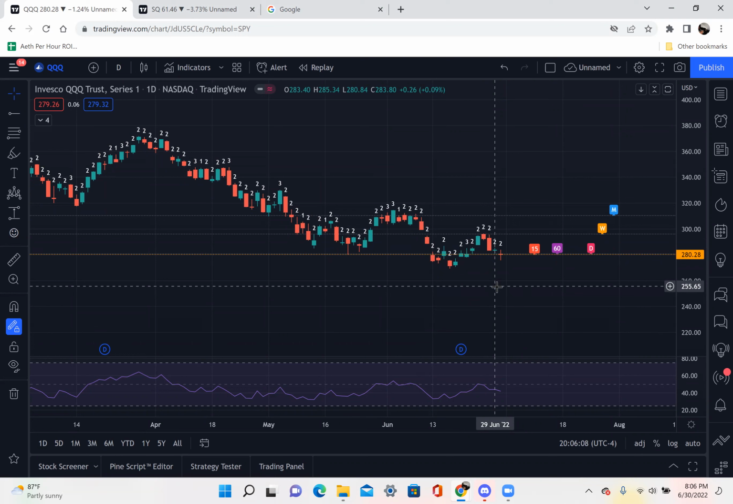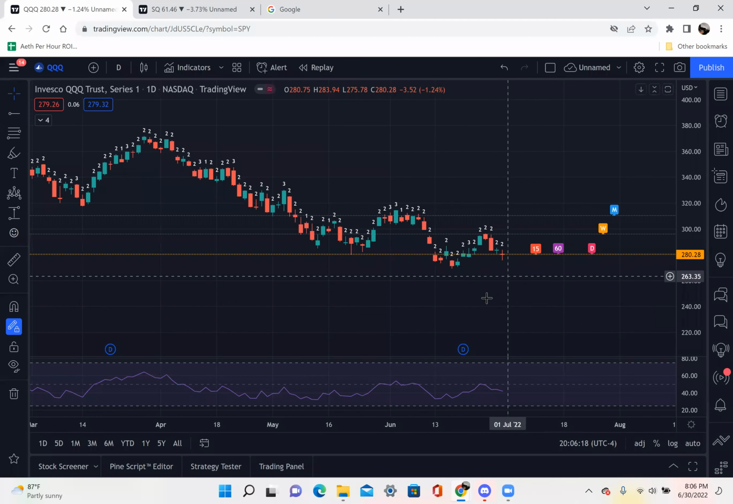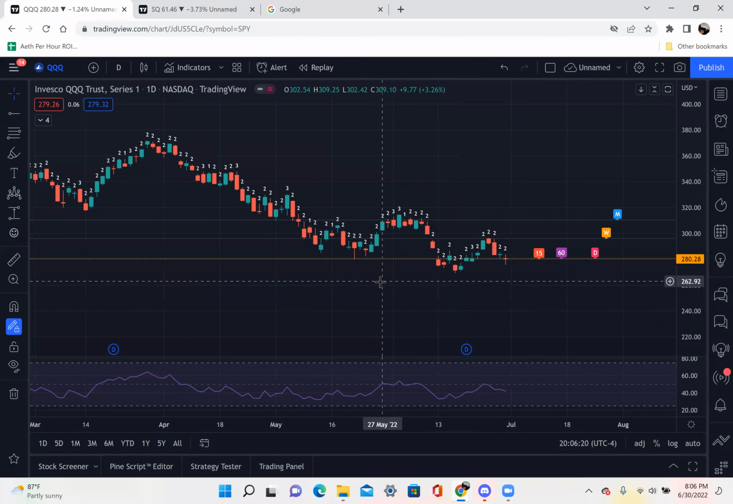If y'all on a computer or something, I'll give you permission to be able to share your screen if you want to share your screen. All right, so I got QQQ right now pulled up, and I'm gonna just go through the watch list and just go through different things on a daily.